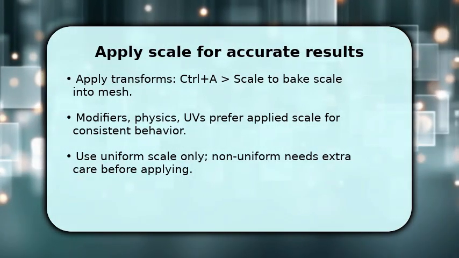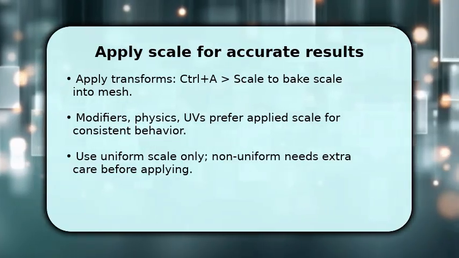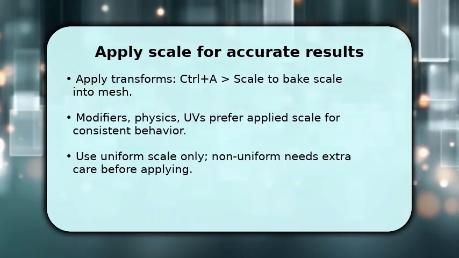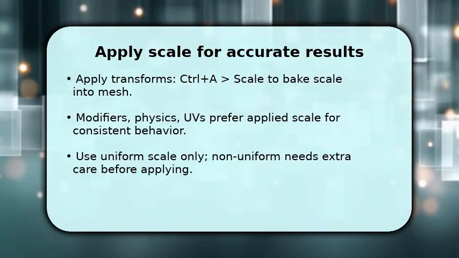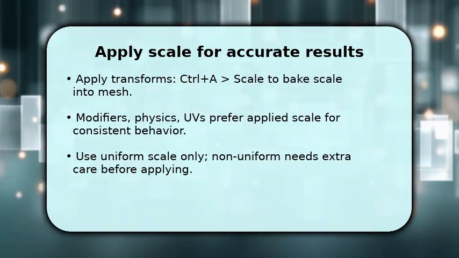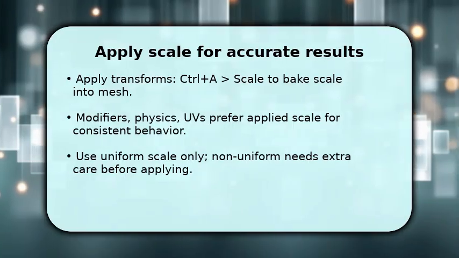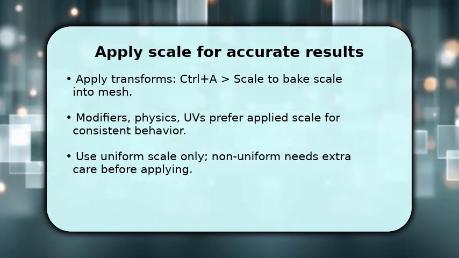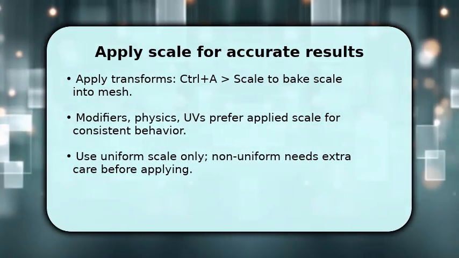Apply scale because modifiers, physics sims, and UVs rely on object scale being 1 to behave predictably. If you used non-uniform scaling, take an extra moment to check normals and modifier axes before you apply. Finish by verifying all downstream systems.